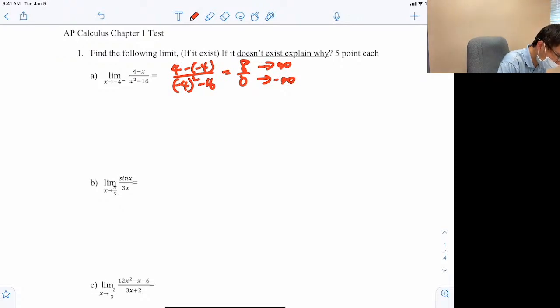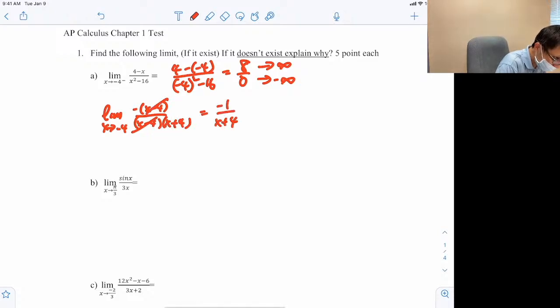But I'm gonna simplify this. So it's limit x approaches -4 of negative x minus 4, and I'll factor out x minus 4 and x plus 4, and that simplifies down to -1 over x plus 4, and I will have a limit, x approaches -4, sorry, I really need some more room, x approaches -4 from the left.